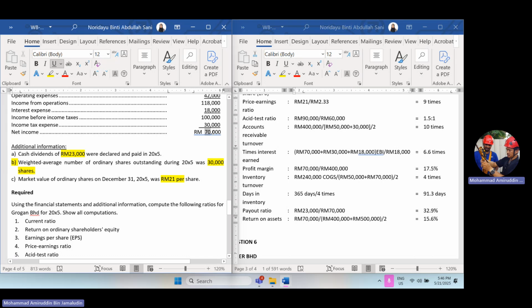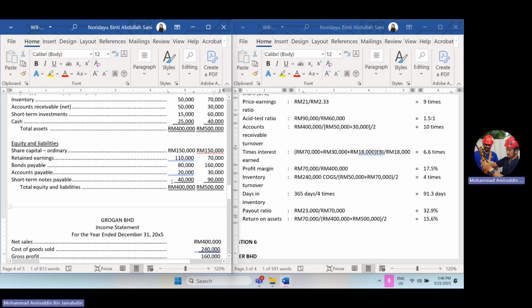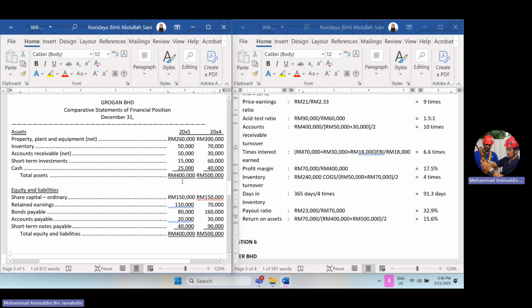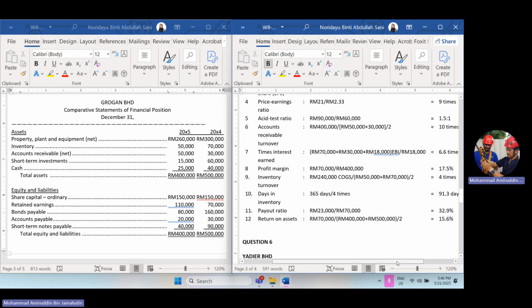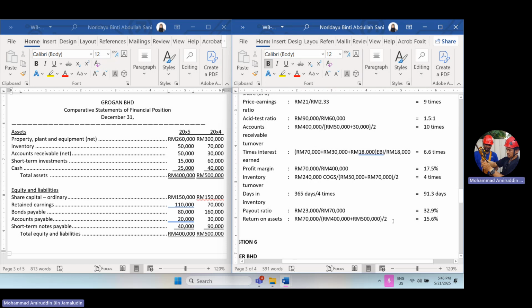For return on asset, your net profit of 70,000 is divided by the average asset. The average asset is 400 for 20x5 and 500 for 20x4. Again, why average? Because some of the assets are from last year, that's why you need the average asset. So we divide by 2. You settle your denominator first, and then 70 divided by this. The answer is 15.6%. This one we also multiply by percent, so it's more appropriate to explain in percent.